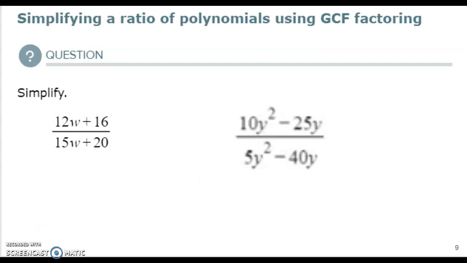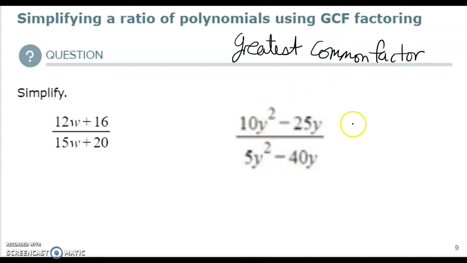So we're going to go on to the next idea of simplifying ratios using a GCF. If you need to take this note, remember GCF means greatest common factor. That means I'm trying to pull out what they all have in common. I'm going to do the second one first. You guys are going to do the first one on your own. If I look at my numerator, I see that they all have a 5 and that they all have a y.